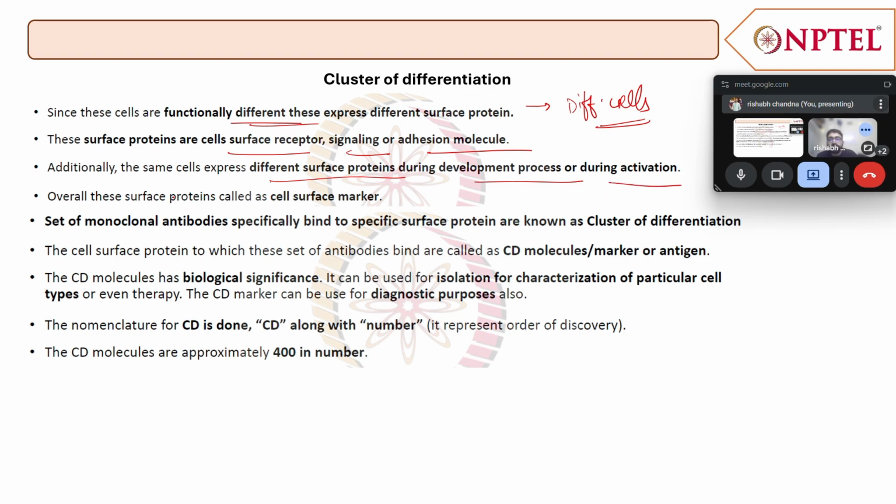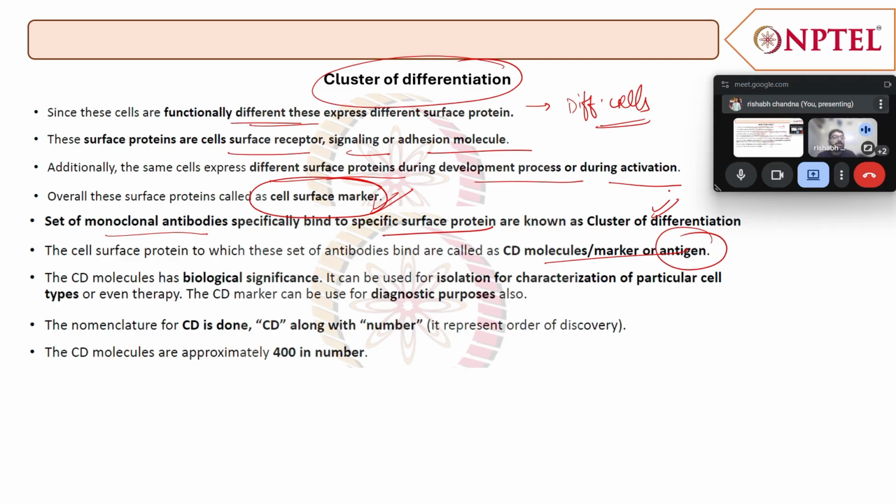Overall, these surface proteins are called cell surface markers. So cluster of differentiation is termed as cell surface markers. How are they defined as cluster of differentiation? Because a set of monoclonal antibodies that specifically bind to a specific cell surface protein are known as cluster of differentiation. The cell surface protein to which a set of antibodies bind are called CD molecules or markers or antigens.